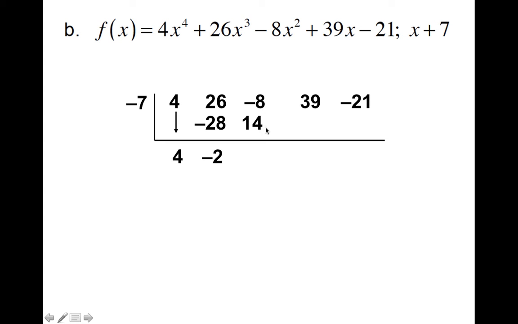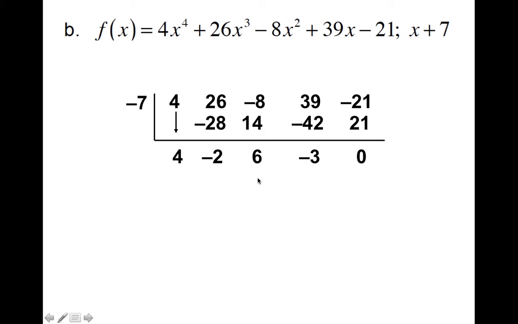Negative 8 plus 14 is a positive 6. Negative 7 times 6 is negative 42. 39 plus 42 is negative 3. Negative 7 times negative 3 is a positive 21. Negative 21 plus 21 does have a remainder of 0, so we know we did this correct.